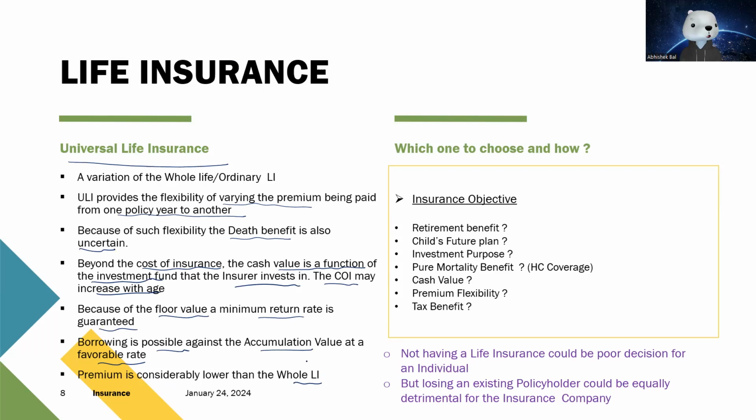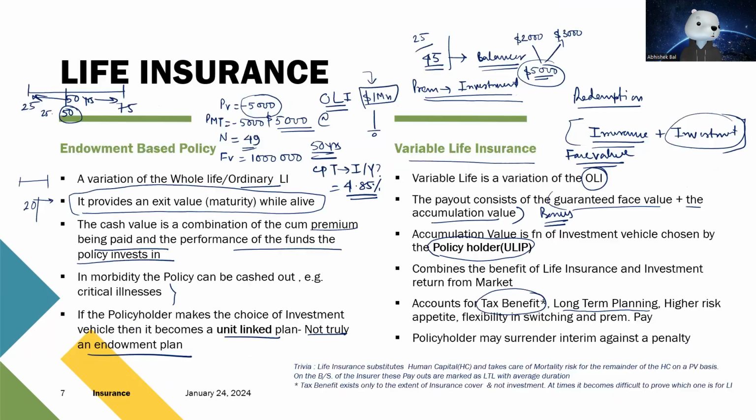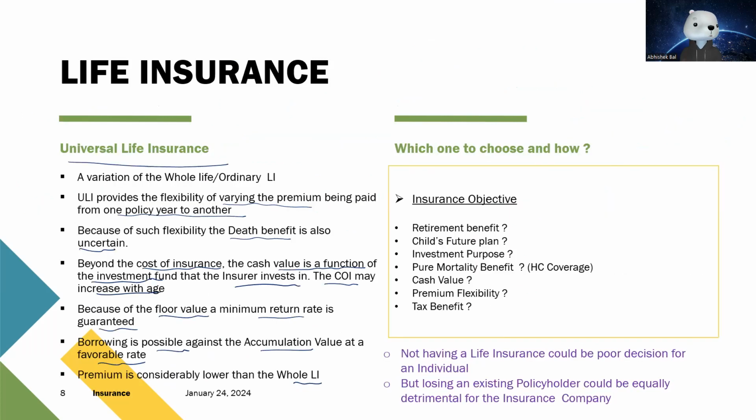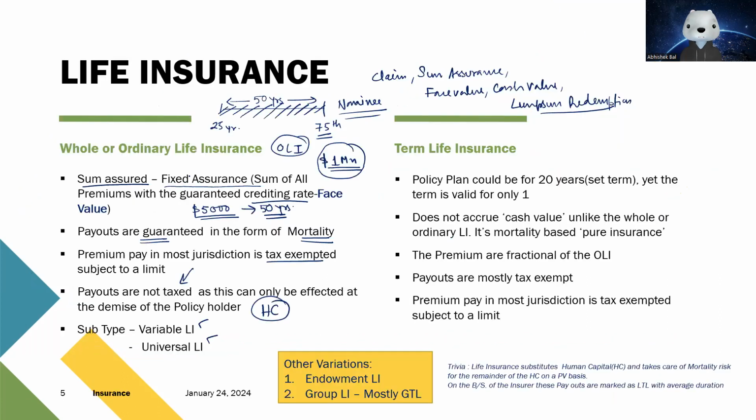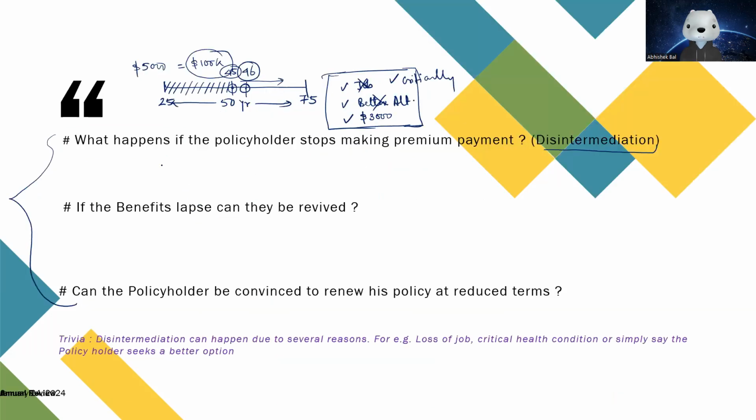Okay. So again, if you look at the whole exercise, all these three insurances that we talked about, that is the endowment-based policy, variable life insurance policy, and the universal life insurance policy, all of them fundamentally attempt to answer these three practical questions that we discussed just after discussing the whole or the ordinary life insurance policy. I repeat, what happens if the policyholder stops making payment, which is also known as disintermediation?